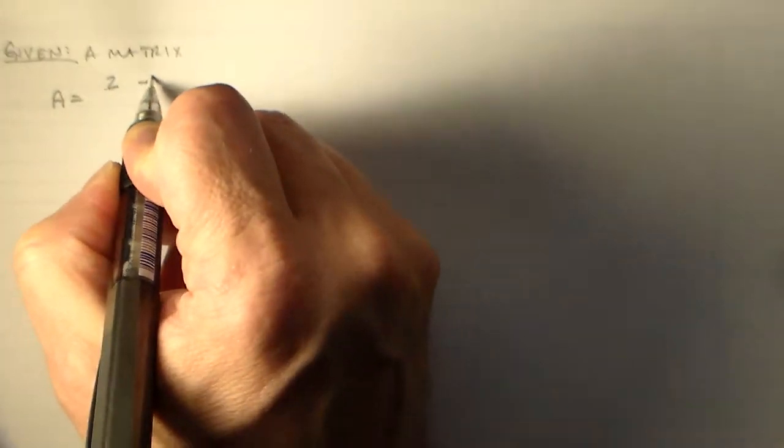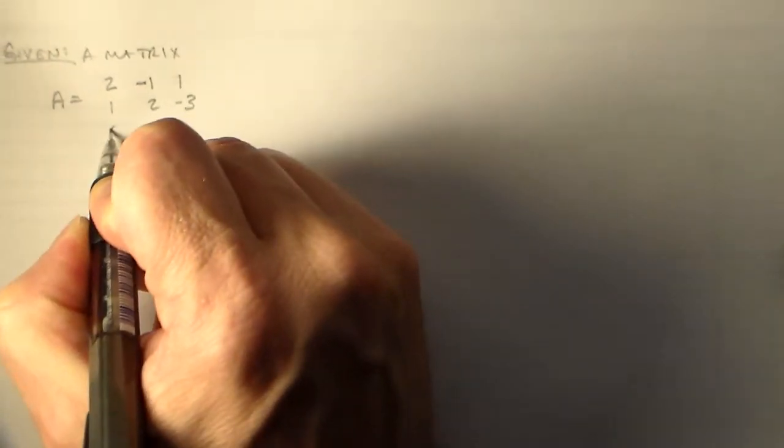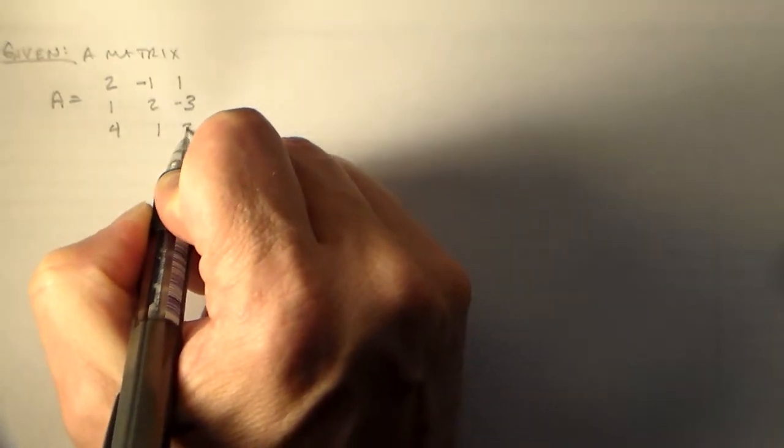Okay, so let's start with some matrices now. I don't know what's a good matrix to start with. Let's see. Let's start with a matrix named A. Let's have its entries be 2, minus 1, 1, 1, 2, minus 3, 4, 1, 2. Okay. I like that matrix.